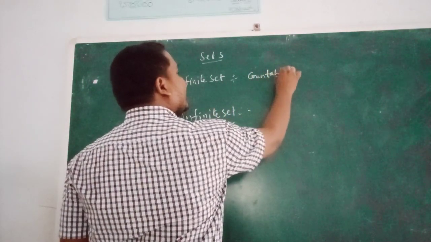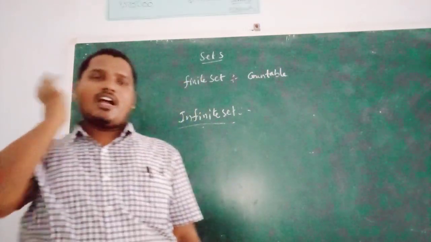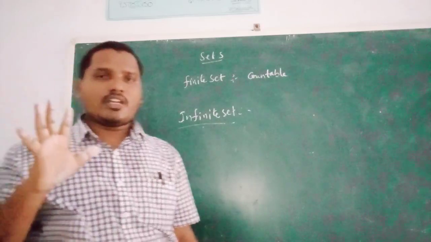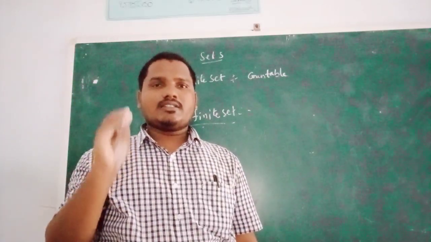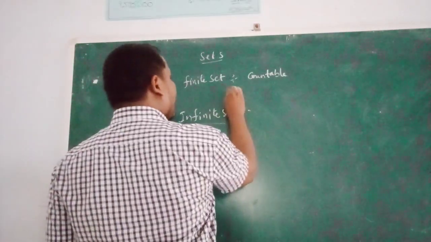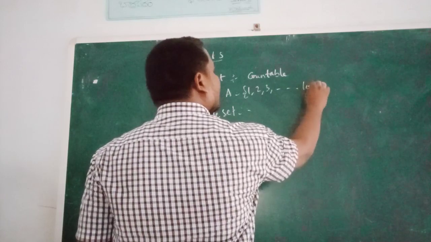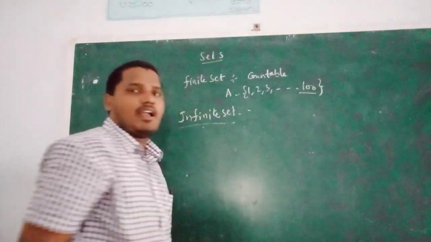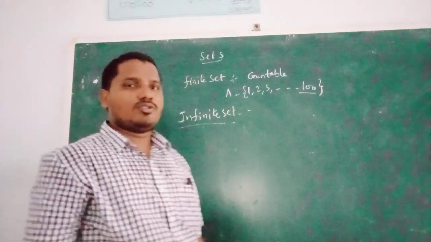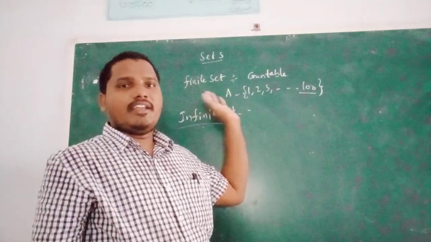If in a set the number of elements is countable, then that set is called a finite set. For example, A is equal to the set of 1, 2, 3 and so on up to 100. This is a countable value, so it is called a finite set.